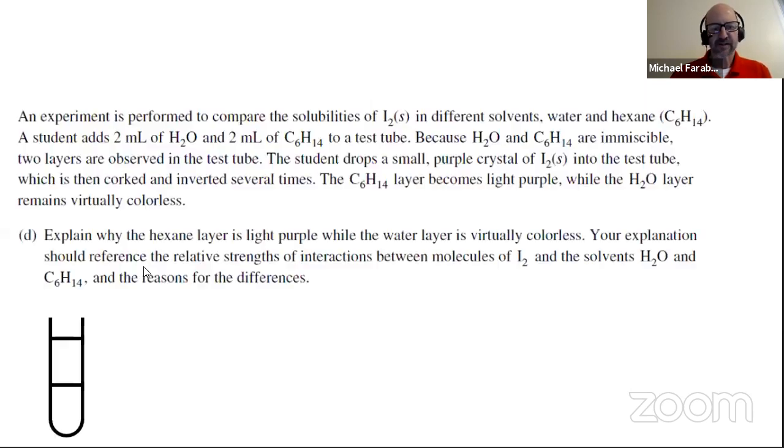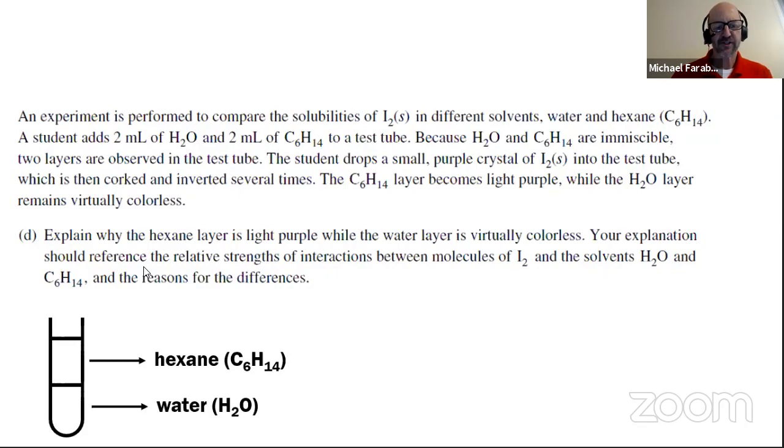All right, there was a part D of this question. An experiment is performed to compare the solubilities of iodine solid in two different solvents, water and hexane. So we have hexane, which is C6H14, and we have water, H2O. Now the student adds 2 milliliters of water and 2 milliliters of hexane to a test tube, and then they add a little purple crystal of iodine and shake it up. And the hexane layer becomes purple. So explain why the hexane layer is purple while the water layer is colorless.